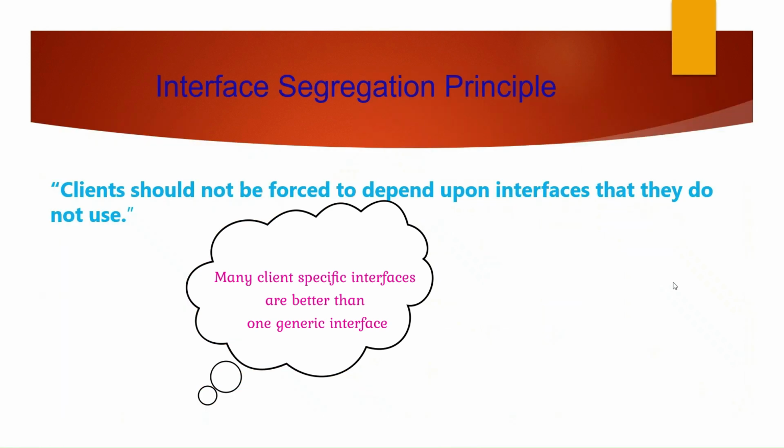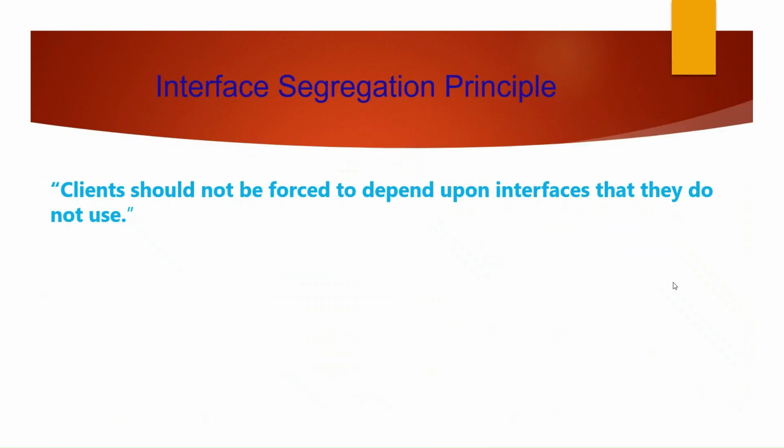So we can see this picture. What we can say is that the interface segregation principle says that the client should not be forced to depend upon interfaces that they do not use. So what is the meaning of that? Any class where we are inheriting the interface, we should not force the client or class.